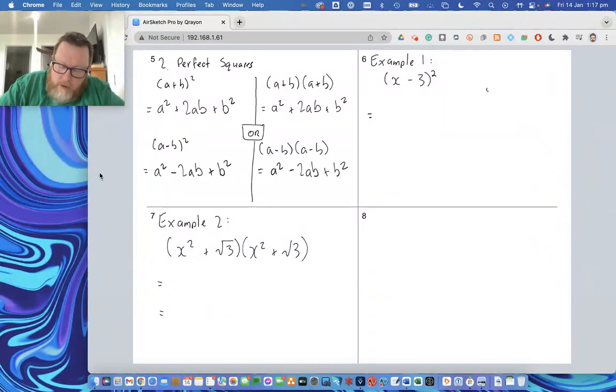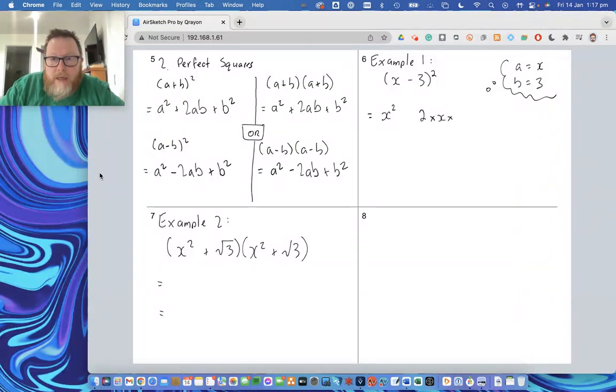This is what you do in your head, really. You're saying A is X and B is 3. So we go A squared, so that's X squared, 2 times A times B. So how about I write it in for this one, even though you should do this in your head. 2 multiplied by A, which is X, multiplied by B, which is 3. And because it's a subtraction here, we put a subtraction sign in here as well. So the sign follows down. Plus B squared. So that would be 3 squared.